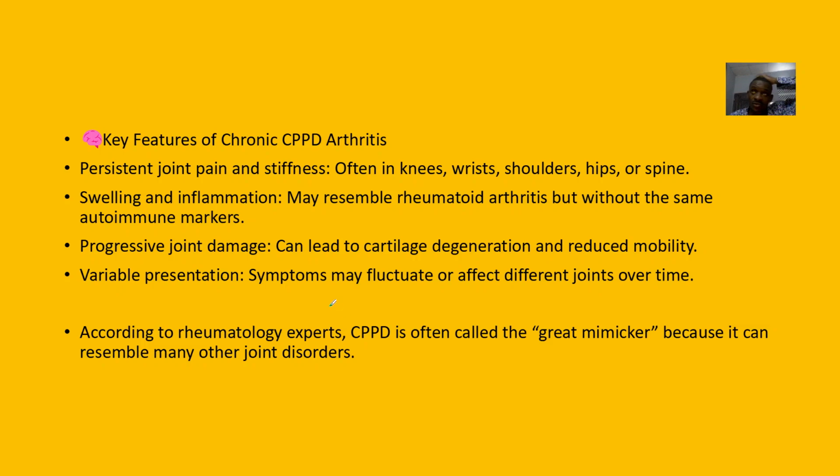So key features. What would be the problems that such a patient will be facing? How would the patient present? So persistent joint pain and stiffness. That means because the disease condition has been there for a very long time, the issues that this patient has faced have been there for a very long time. If you take the history, swellings and inflammation, progressive joint damage, then variable presentations. It just depends on how the immune system of the patient is reacting to the disease.